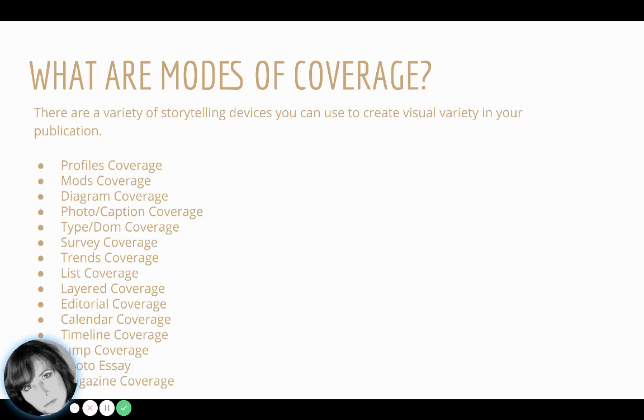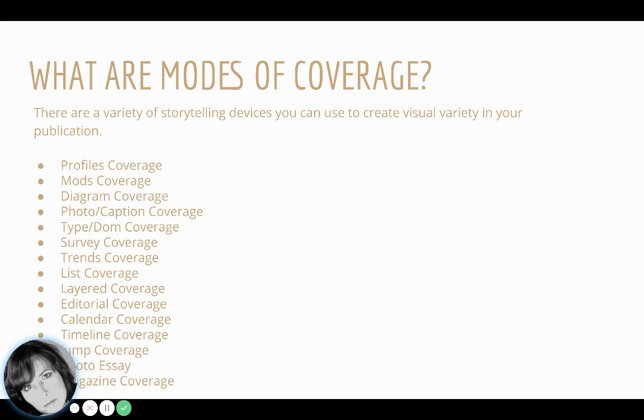There are all sorts of different modes of coverage. One is mods coverage, where literally there's just a bunch of mods on the spread, and I'm going to show you examples of that. Or perhaps you do diagram coverage. There's also photo caption coverage. Then there's type dom, my absolute favorite, because typography as a graphic element is really a wow factor on a spread. Maybe you want to do lots of surveys, so you do survey coverage. Trends, of course, you find in every single yearbook layout. List coverage is really popular these days.